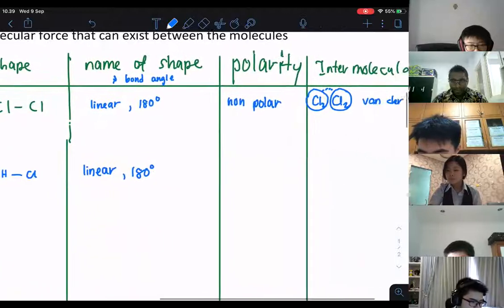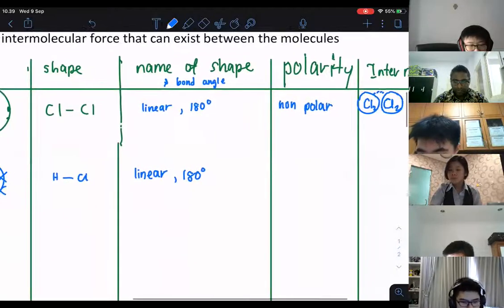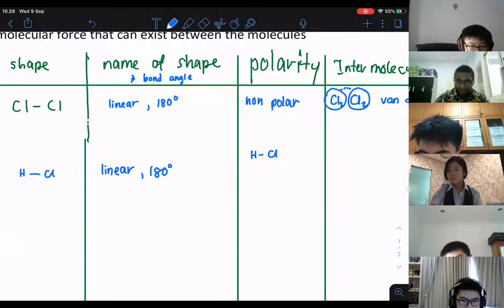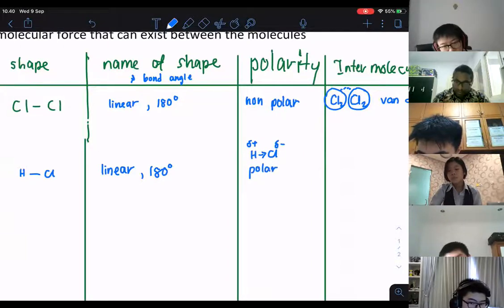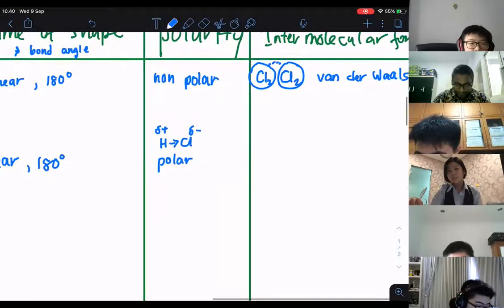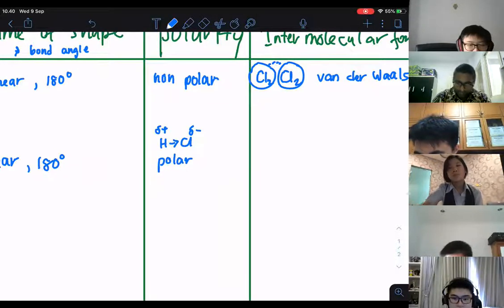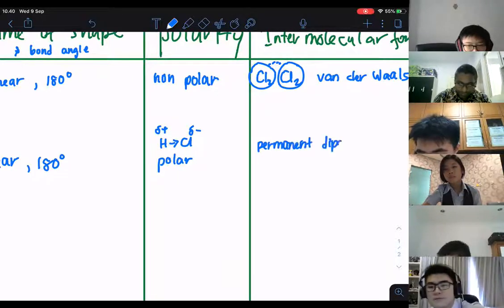So I want to identify whether it's polar or non-polar. Benedict, can you tell me whether it's polar or non-polar? Polar. Okay, it's polar. In HCl, can you tell me which one is going to be delta negative over here? Delta negative is chlorine. Yeah, so this one will become delta negative, delta positive, so it's going to be polar. And then the intermolecular forces for polar and polar. Is it dipole? Yeah, so it's supposed to be permanent dipole, dipole.